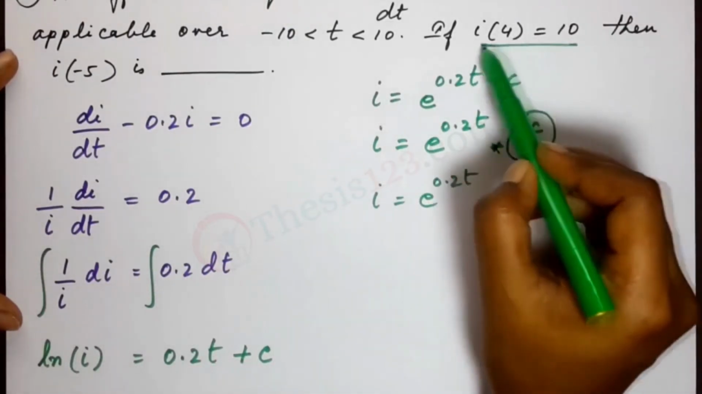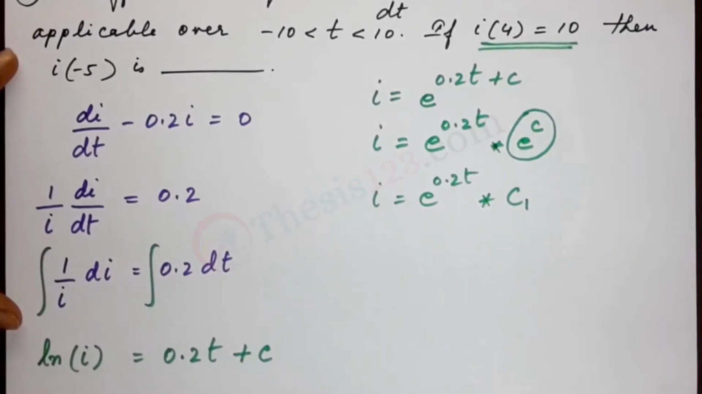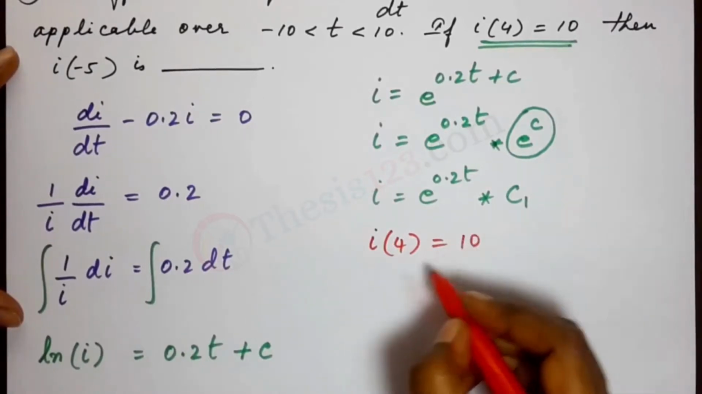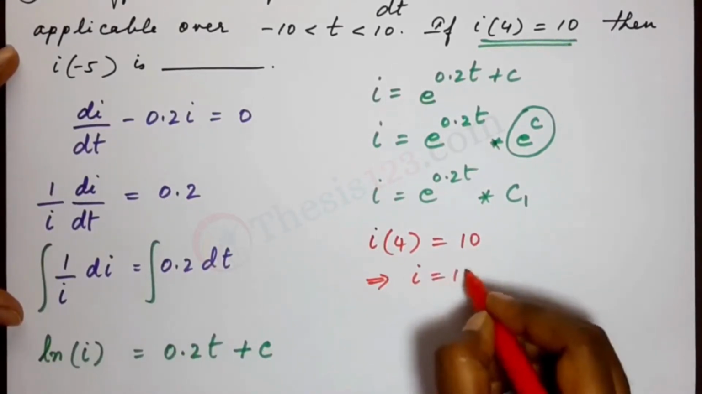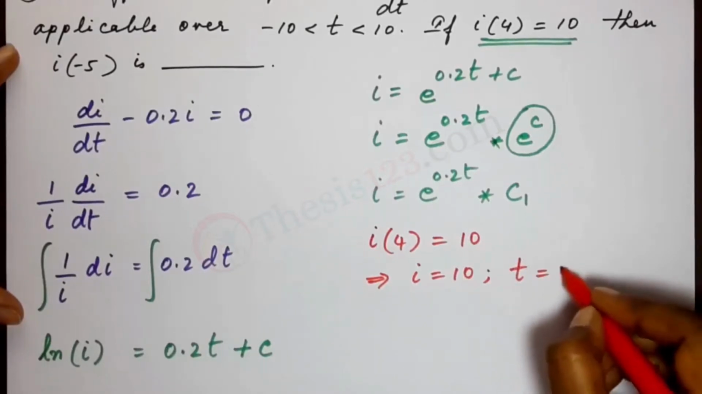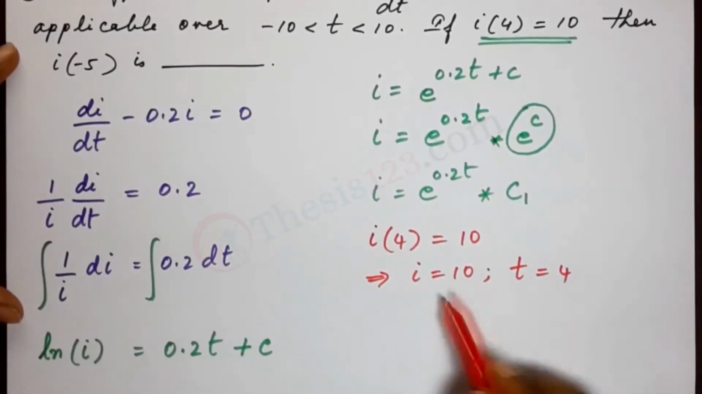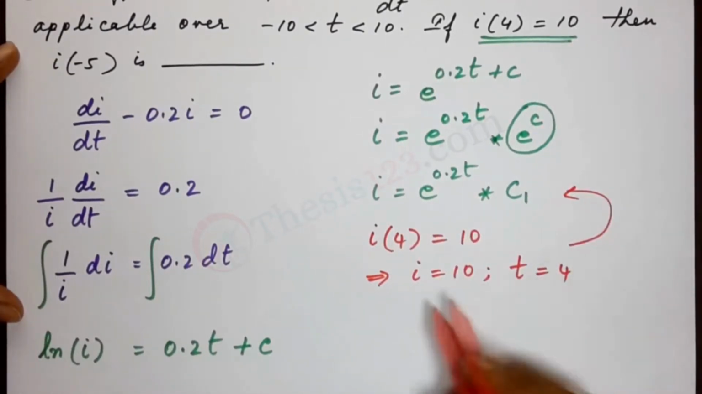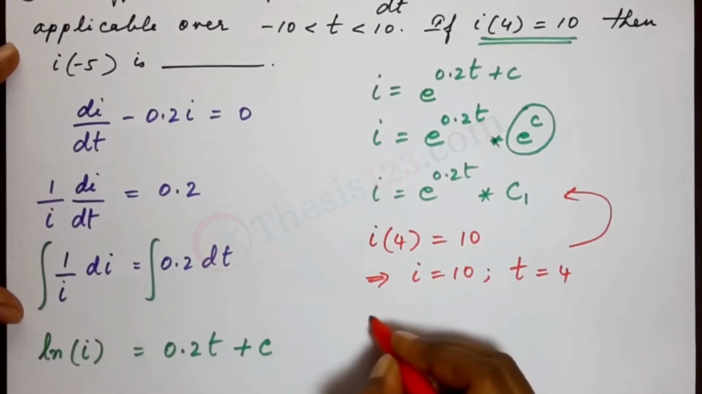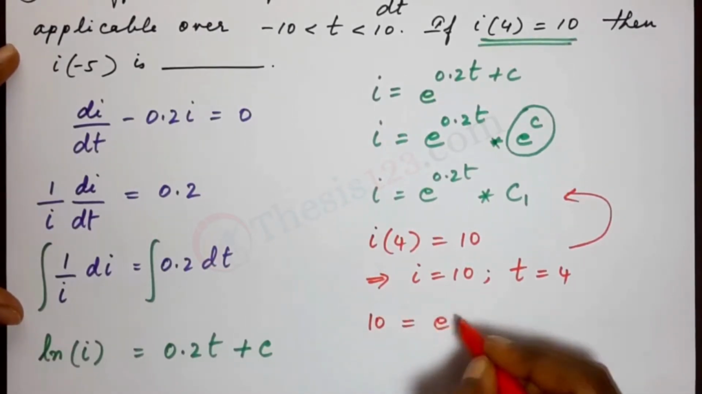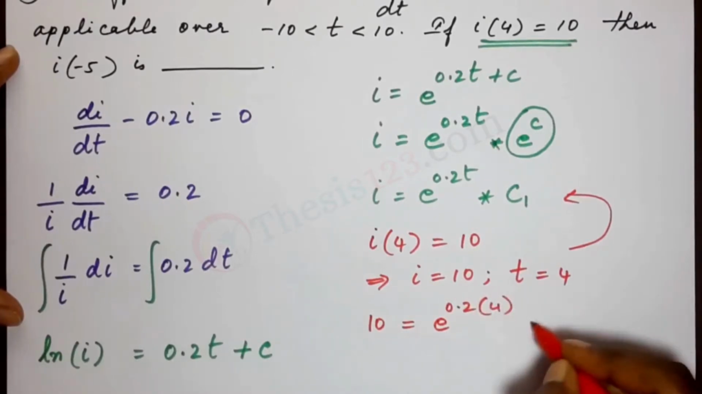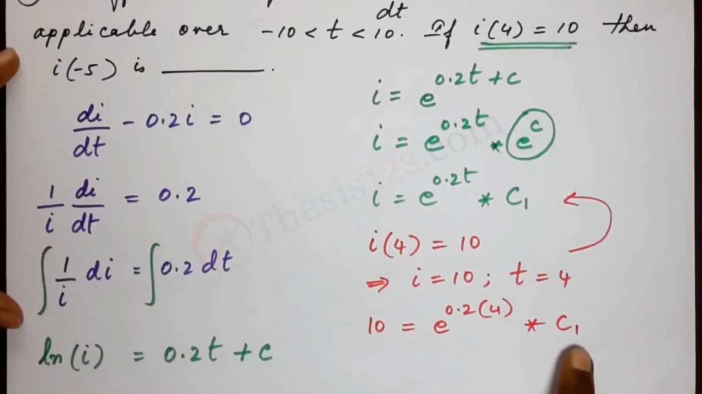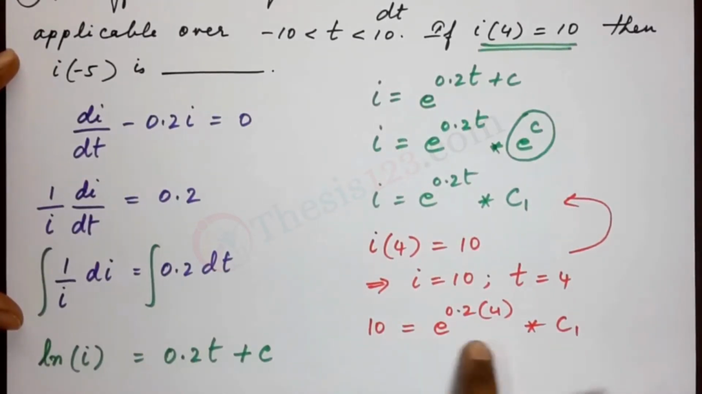Now let's take the initial condition given, I of 4 is equal to 10. That indicates that I equals 10 while t equals 4. So let's substitute the two values, t equals 4 and I equals 10, into this equation here to find out what c1 is. So that would give us 10 is equal to e power 0.2 into 4 into c1. Now we can find out what c1 is by solving this.